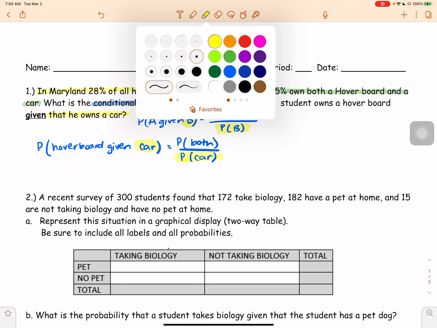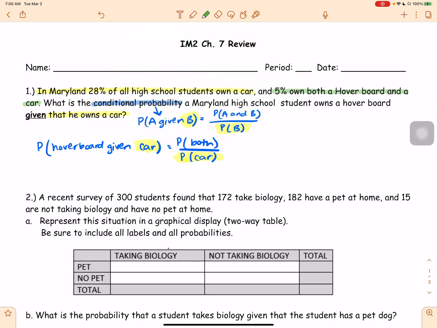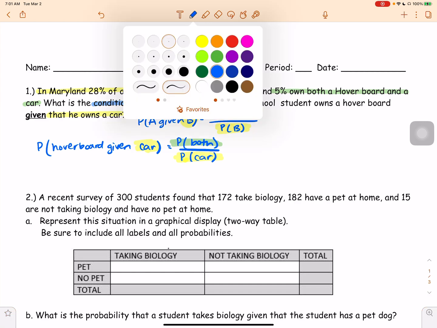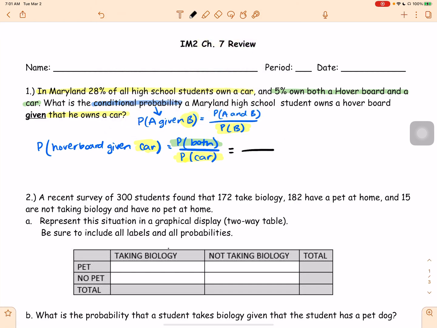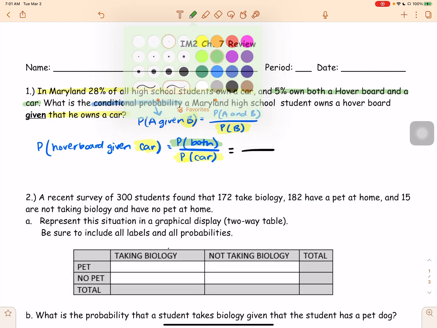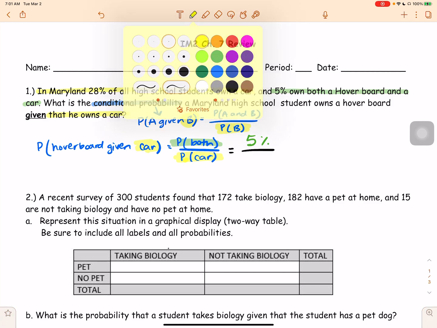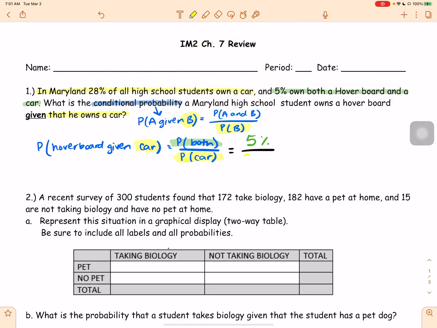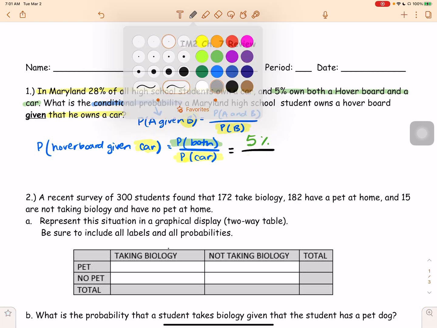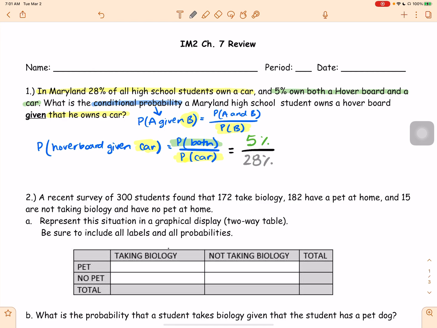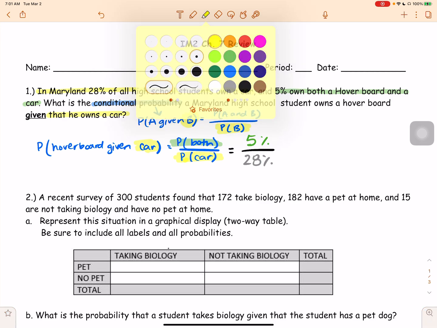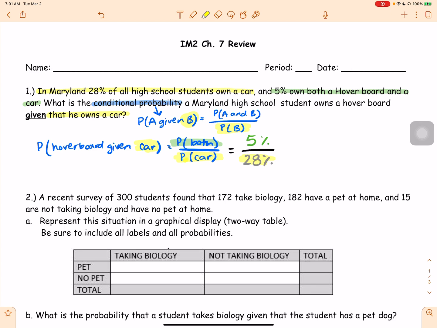So we know that the probability that they own both a hoverboard and a car is 5%. So if we were to start simplifying this, probability of somebody owning both a hoverboard and a car is 5%, and all the students who own a car is 28% of them, which I'm going to write in black just so you can actually see it here. Very gray. 28% of students own a car. Okay?